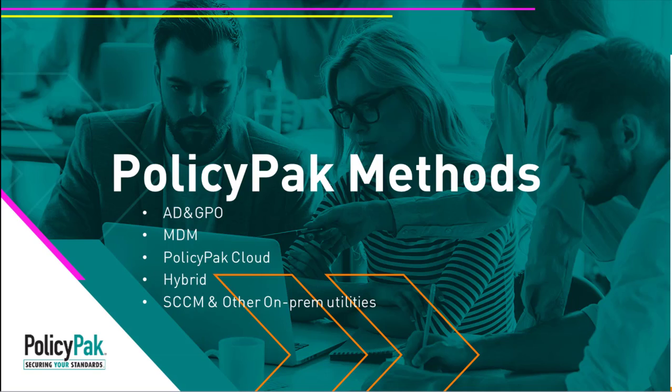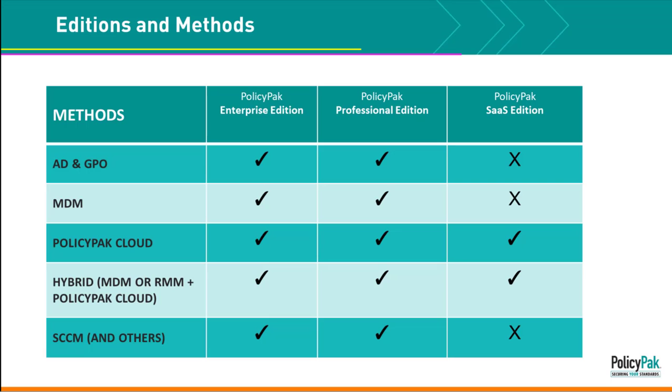Now you know you can buy in at either the enterprise or professional or SaaS levels, but maybe you're a little bit confused about how you can take your licenses and use them across all the abilities for you, like Active Directory and Group Policy and MDM, Cloud, this thing called Hybrid, and SCCM and other on-prem utilities. And so this video is going to help you out here.